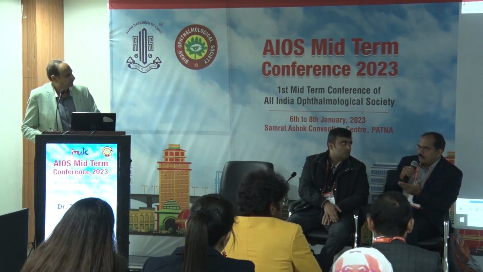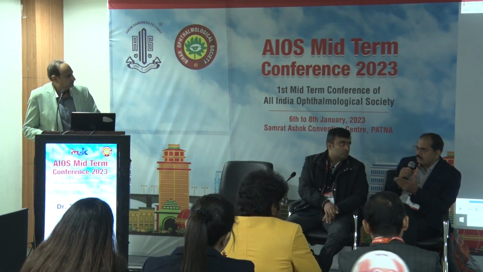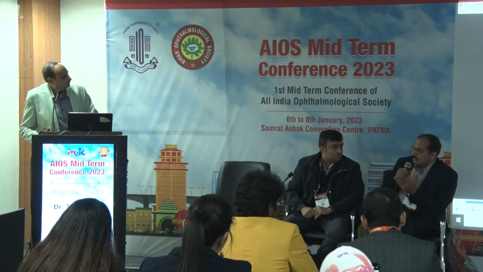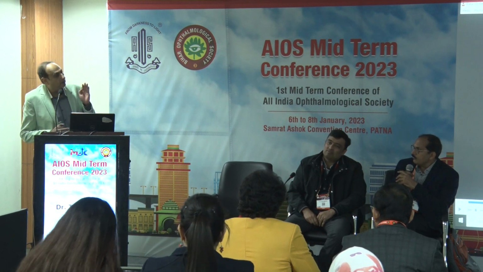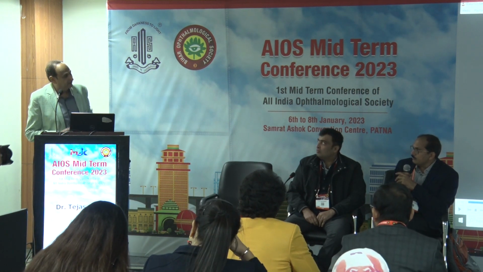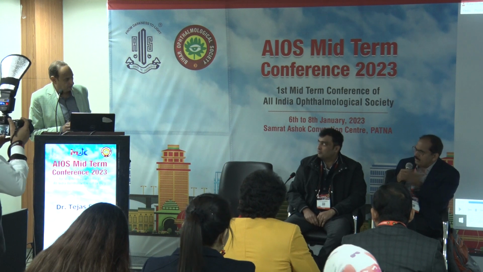I think you must have done a lot of phakic IOLs. You can tell us what is the rate of explantation then and now, and if at all you're explanting, what are the indications? Your name is Tejas, so you can put some light on that. Okay, so pre-central flow and post-central flow, is that what you want? Yeah, also the time, maybe 10 years ago and now. How many are you explanting now and for what?